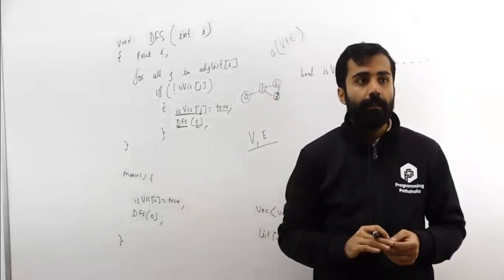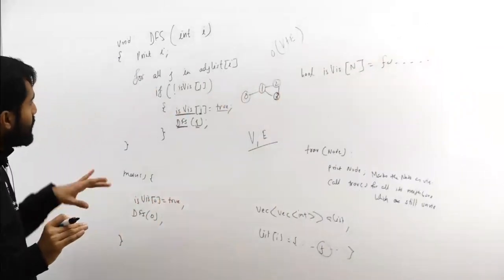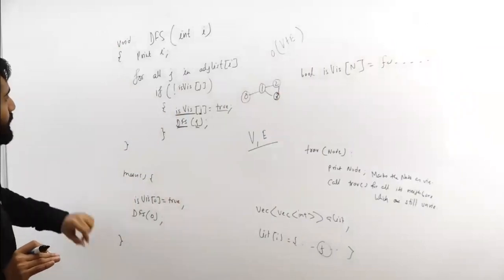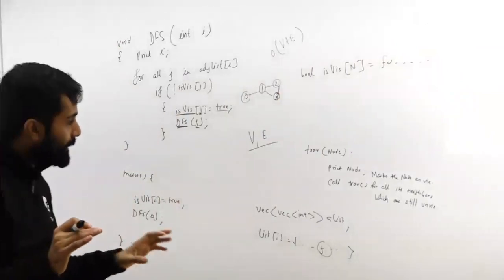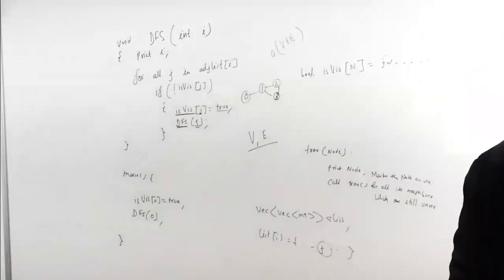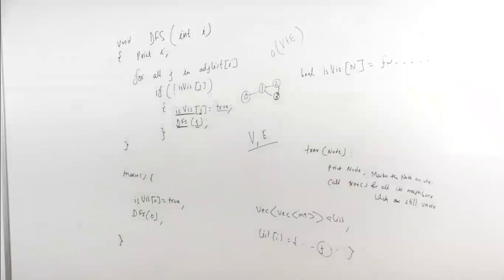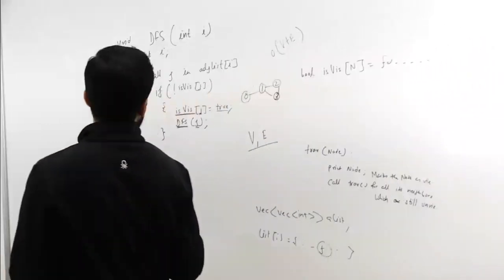Okay. But before that, let me ask you one thing. Do you believe that the time complexity of this thing will depend upon what representation you are using? Are you using list representation or are you using a matrix representation? Do you believe so? Yes or no? The answer is yes, it will definitely depend upon that. And let us understand how.